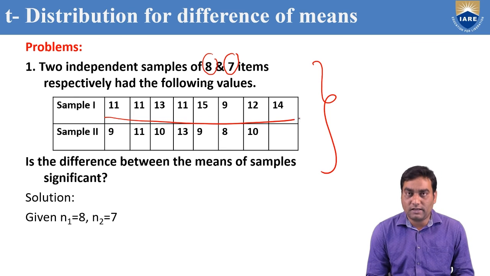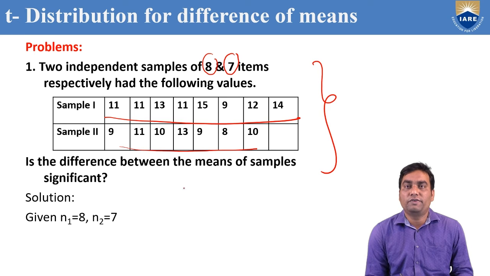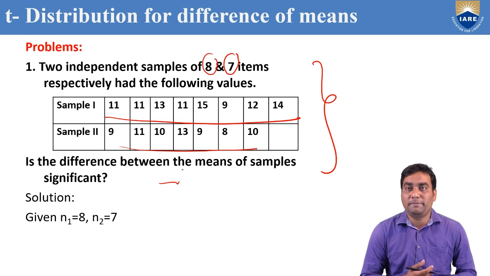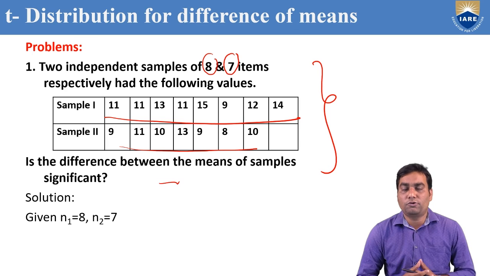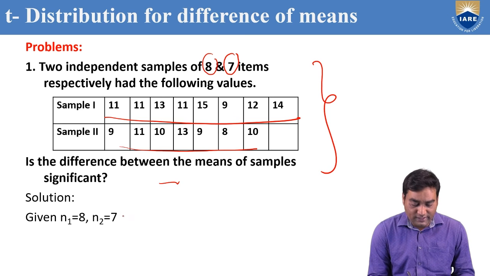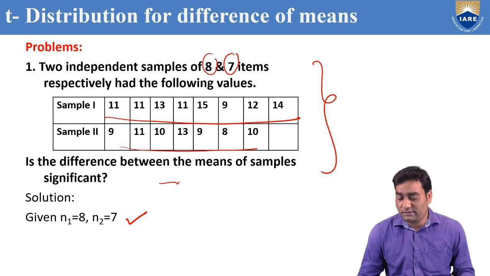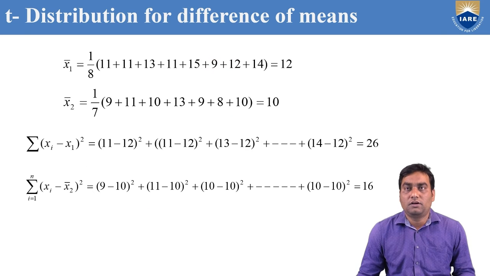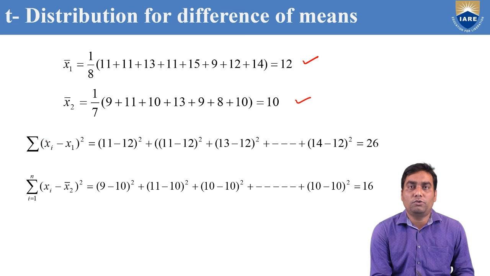And different samples are given in the first one and in the second one. We need to check whether there is any difference between the means of these 2 samples. That's why we are going to use test of hypothesis for difference of means in small samples, which is the t-test. And here we are given n1 equal to 8. This first sample size is 8 and the second sample size is 7. Now you find out the first sample mean and second sample mean. Then you find out the sum of squares of deviation from the first sample mean and the sum of squares of deviation from the second sample mean.